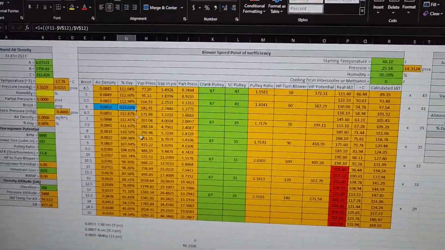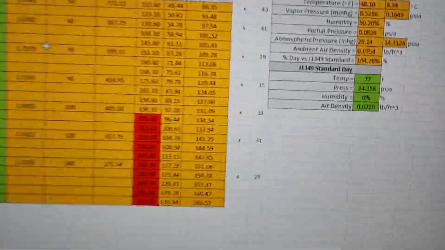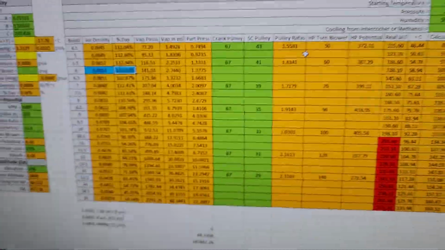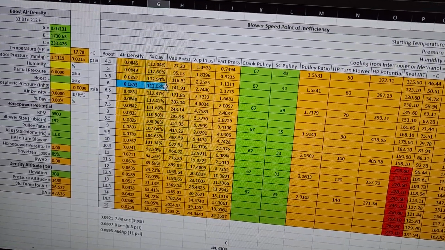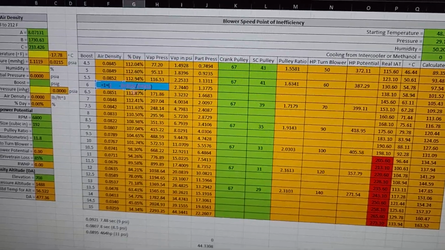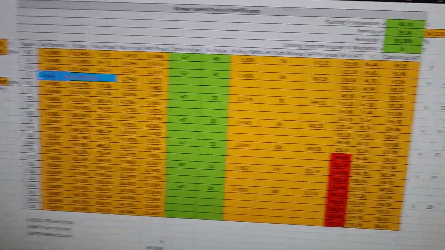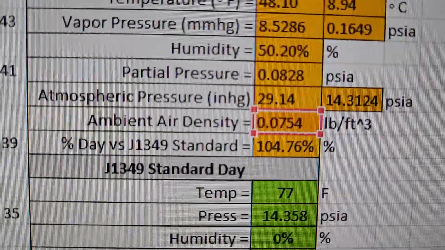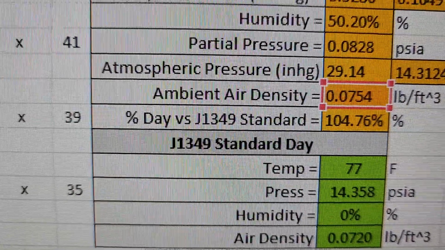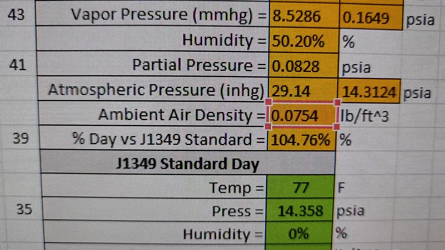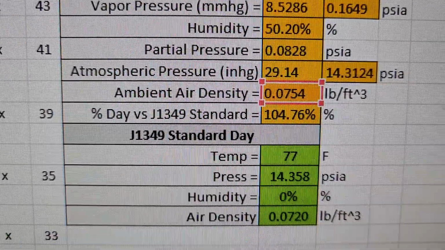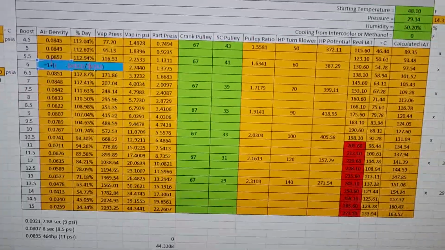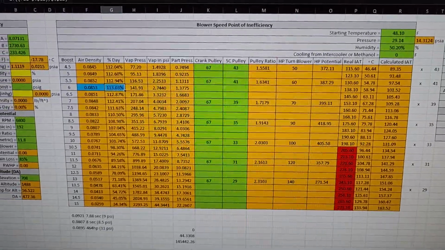And this air density I'm comparing not to the J1349 standard, okay? I put it here just as reference, but I'm comparing it to what it is. This is comparing what the actual air density is, this boost air density, calculated against ambient air density, okay? So even this day that I did a 7.88 second eighth mile, it was 104% day, which is a comparison to J1349. So I started off with a little bit better air quality than the standard.